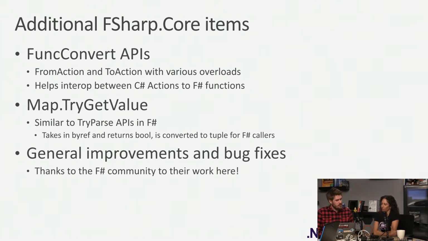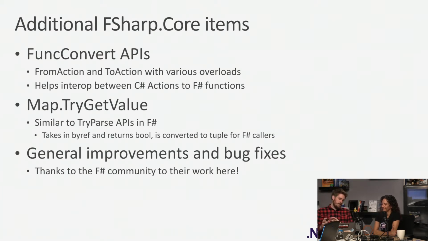Similarly, we have Map.tryGetValue. It's similar to TryParse APIs in .NET. It takes in a byref and returns a bool. We convert that into a tuple for F# callers. It's just a nice quality of life thing. It actually allowed us to clean up some various code paths in the compiler, so we were pretty happy about that, and some other members in the community were happy too.